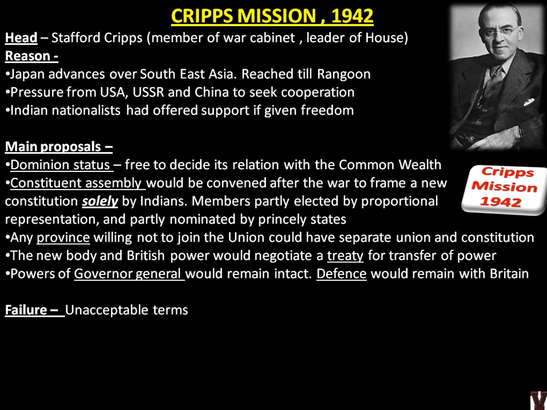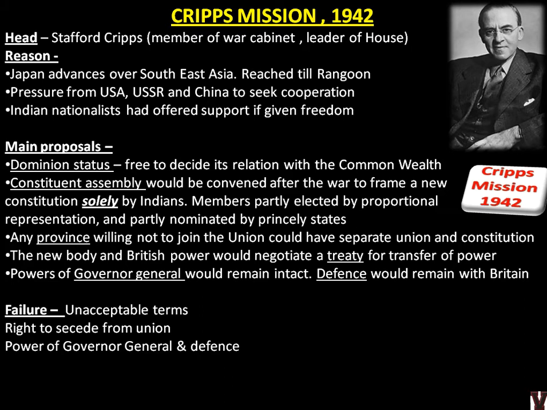So we'll see how was the reaction. It obviously failed because of unacceptable terms. Right to secede from the union was given for individual provinces, if you see the third point. So that was not at all acceptable to INC. They wanted a unified India with every state together. The power of the Governor General and the defense, the last point, was also not acceptable.